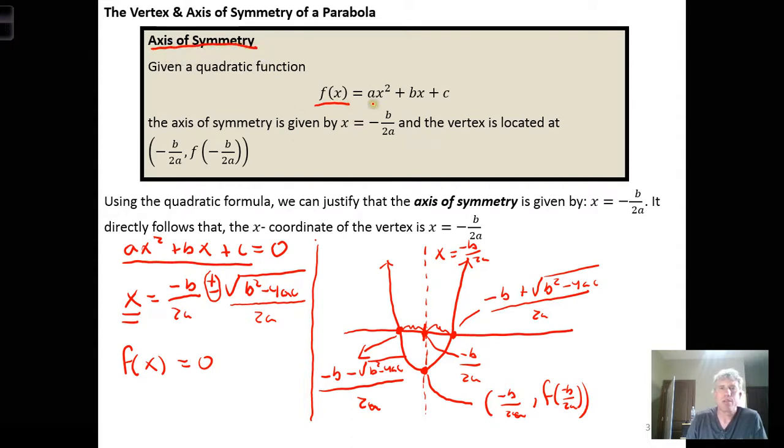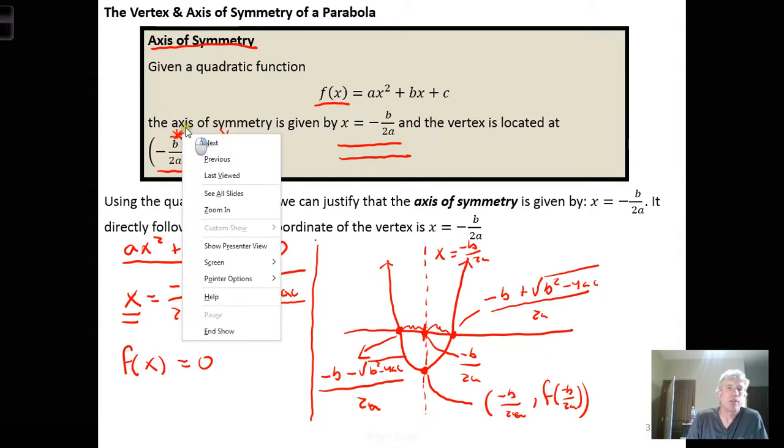How do you find the axis of symmetry? Well, you take the negative b over 2a from the quadratic formula, and you recognize that that gives you the equation of the axis of symmetry. Then you plug the negative b over 2a into the function, so you get your x value, your input. F of the input gives you your output, or your y value. You get your x and your y value, or the location of the vertex.